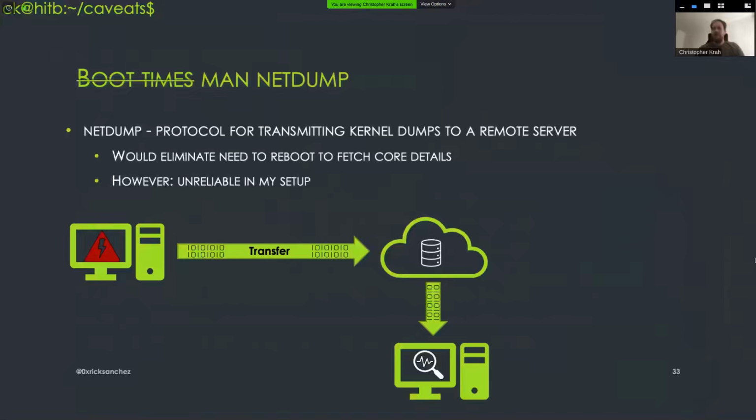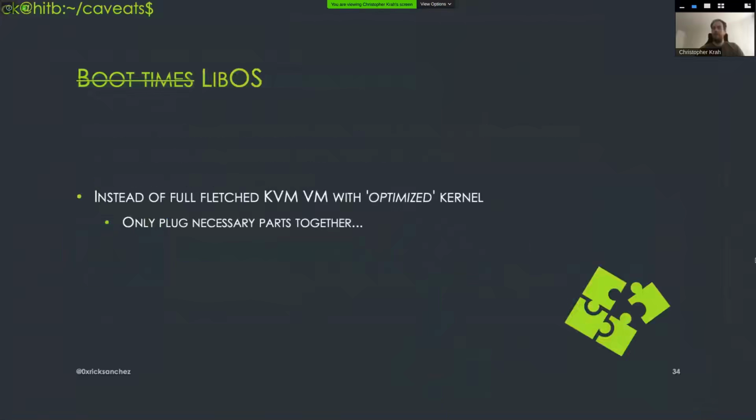Then again, boot times. If your system produces a crash, apparently since the new FreeBSD versions, there's netdump, which allows you to transmit your kernel dumps to a remote server when the system crashes, which would eliminate the need to reboot and fetch core details of your target system. However, this was super unreliable when trying it in my setup. There were timeouts and stuff happening, so I didn't really dig into it any further. But it would be a cool addition to the framework.